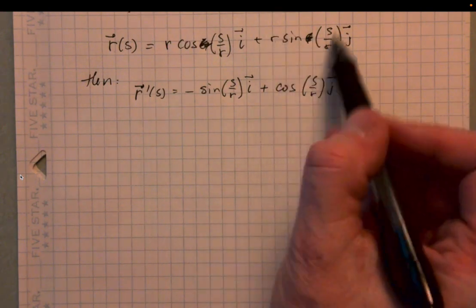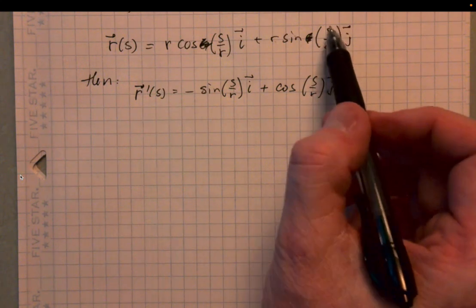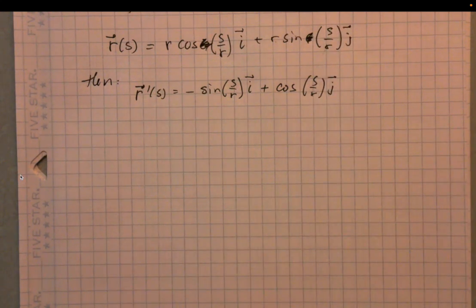Again, that's just the chain rule. You differentiate the outside function, which is the sine function, and then you differentiate the inside function with respect to s, which is s over r, and you just get 1 over r. And then the r's cancel. That's what's happening there.